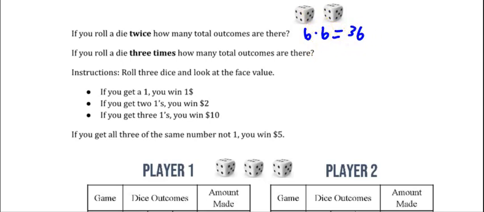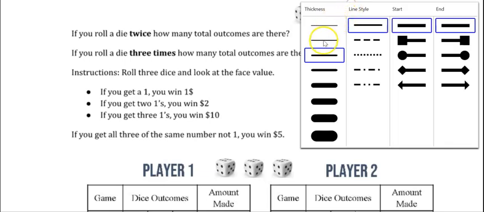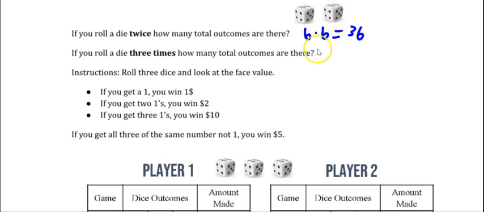Now, if we go 3 times, the first time will be 6, the second time will be 6, and then the third time will also be 6. So 6 cubed is going to give us 216 possibilities. Okay, so we're going to play a game where we're going to roll 3 dice.